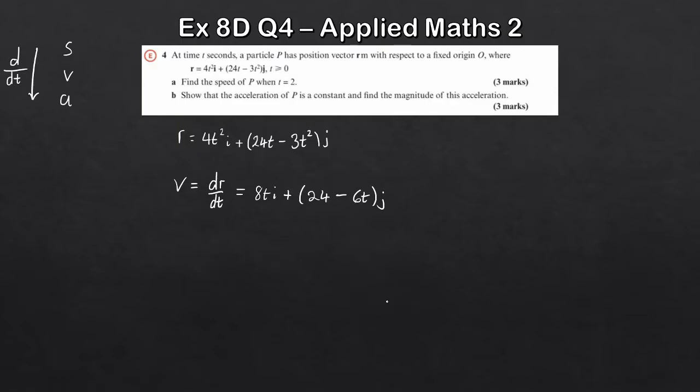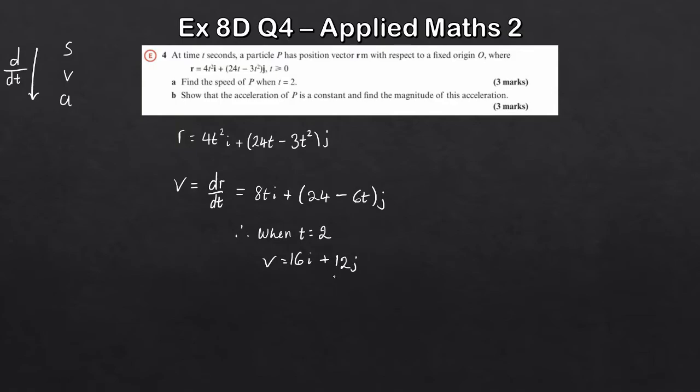Now we have v, so what we need to consider now is what the velocity is when t is 2. So when t is 2, what do we get? 8 times 2, i, so that's 16i, plus, and then do the bracket, 24 minus 6 times 2. So 6 times 2 is 12, and then 24 minus 12 just gives us 12. Okay, so 16i plus 12j, that's our velocity here.